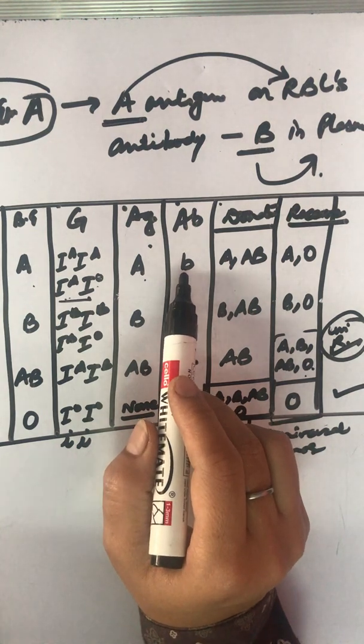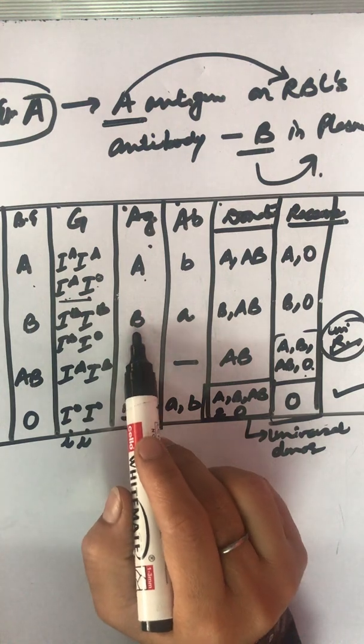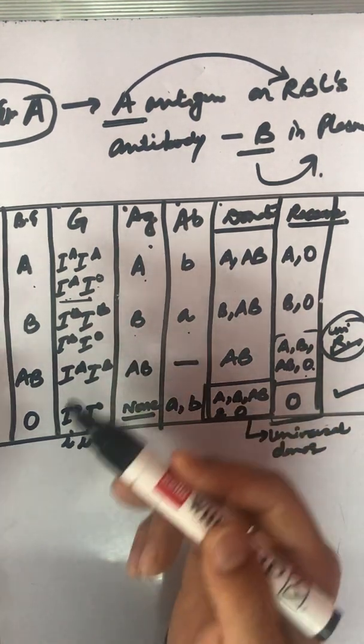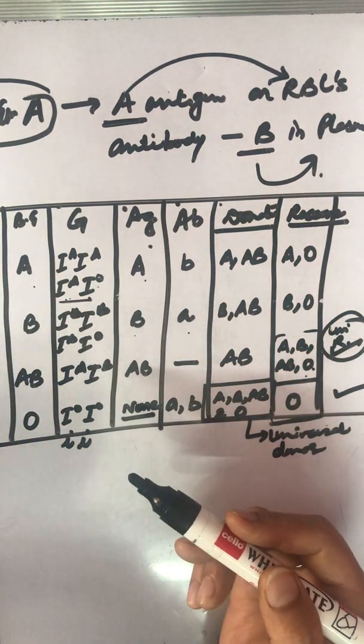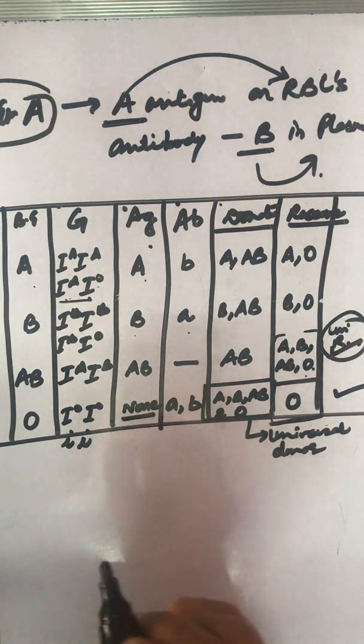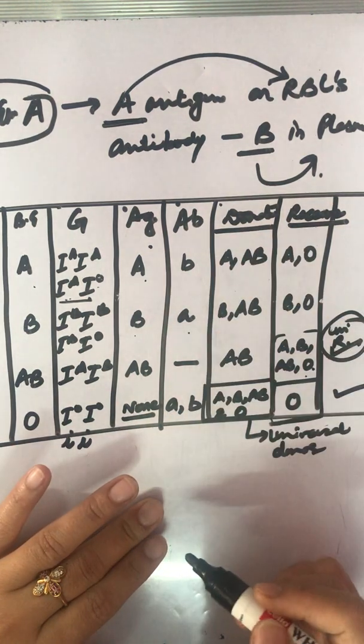in the plasma. A person with blood group B will have antigen B and antibody A in the plasma. This way we have discussed for all. And whenever this happens, we say blood transfusion is made easier following this chart.